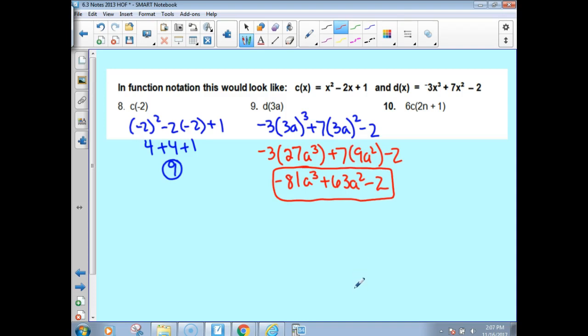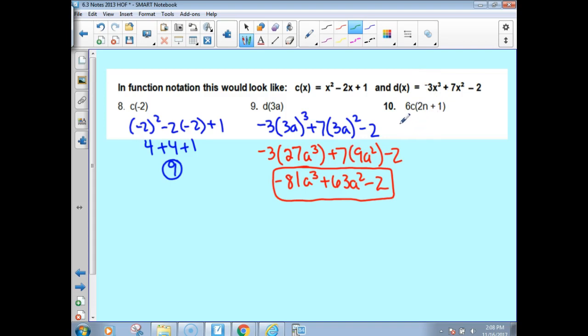That's the end of that one. Now the next one is even more complicated. Are we ready, or should I just wait a moment? Just wait a moment? Okay. This one's kind of hard for you to read what it's saying to do. It says do 6 times the C of 2n plus 1.